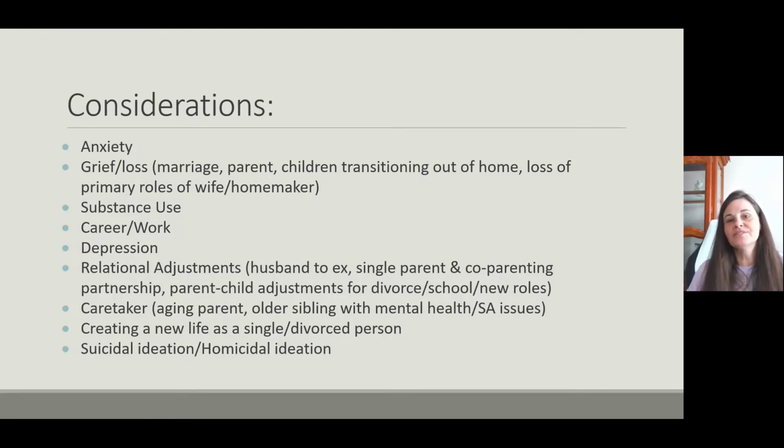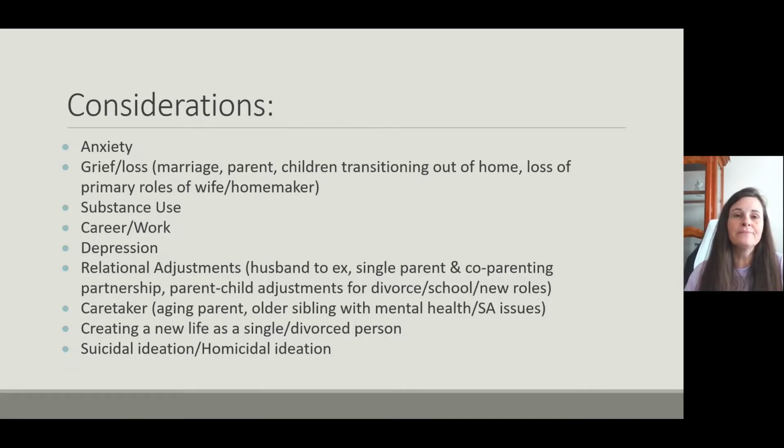And then there's creating this new life as a single or a divorced person. So that is another consideration to take, like what kind of changes that's going to bring up in her life in general.